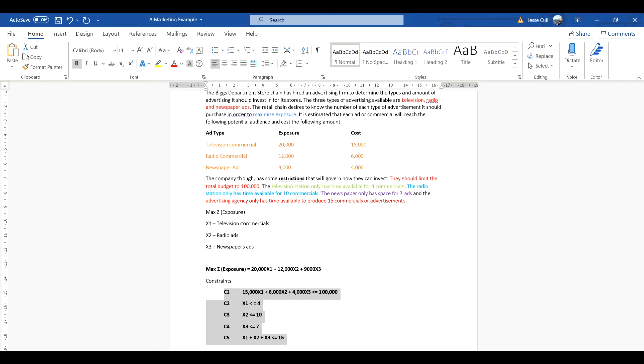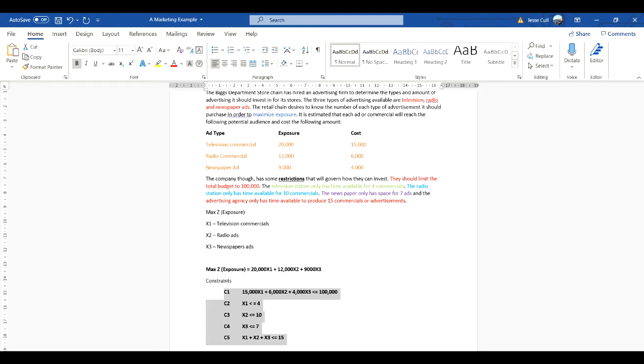This is essentially what we've found so far. We've looked at a very basic, very common situation. A business wants to advertise. This is what we estimate they'll reach. This is what it will cost. We also looked at very common limitations. You have an advertising budget, say 100,000. Television does not have unlimited space. Radio doesn't have unlimited space. And newspapers don't have unlimited space.